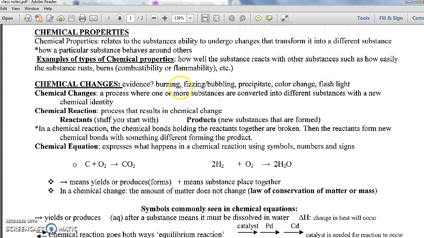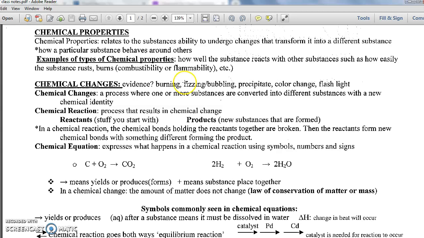Looking at evidence. Evidence doesn't mean it definitely happened. So if you see evidence of a chemical change occurring, it doesn't mean it happened. But the more evidence you see, the more likelihood it was a chemical change. Chemical changes would involve things burning, where you see flames coming off of it, or where you see smoke coming off it. So today, if you see flames or smoke coming off of it, that's possibly a chemical change, most likely a chemical change.